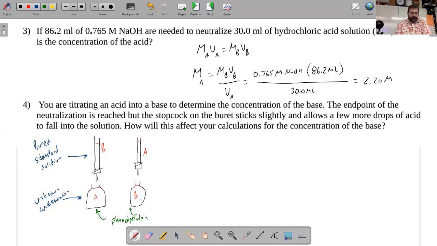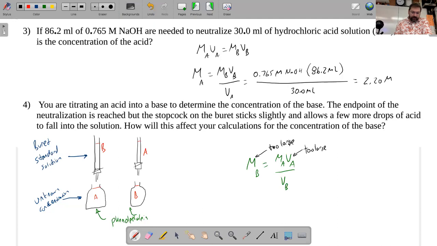But if you put too much acid in, this solution will go colorless, and it'll stay colorless. So the problem is, if you're trying to figure out the molarity of the base as the molarity of the acid times the volume of the acid divided by the volume of the base, and you add too much volume of the acid, so that the volume of the acid is too large, then the molarity of the base will be too large.